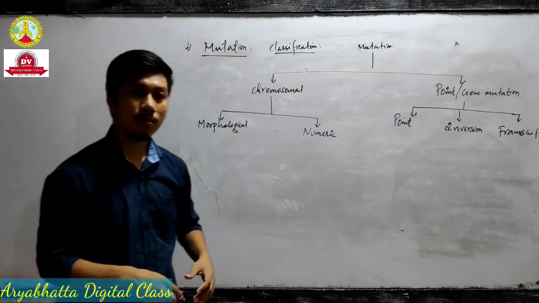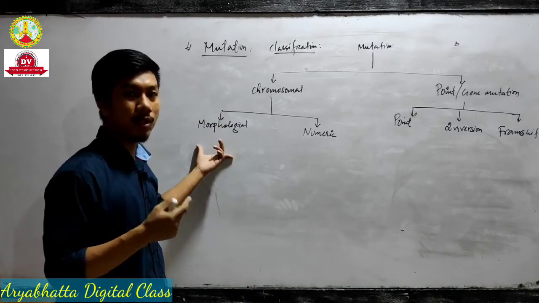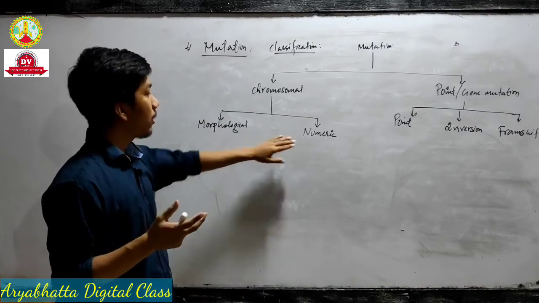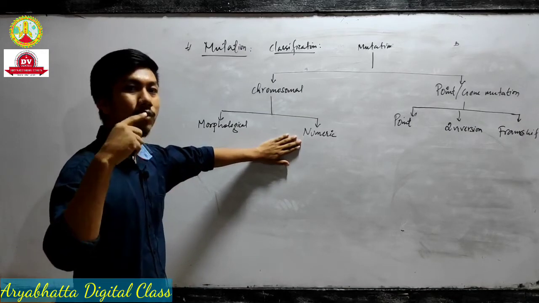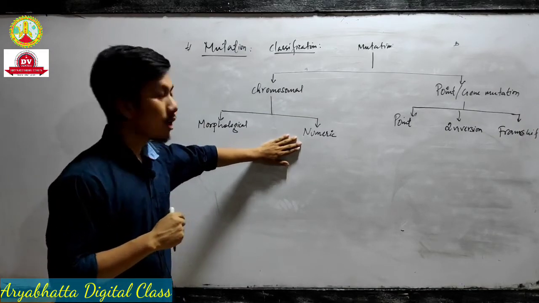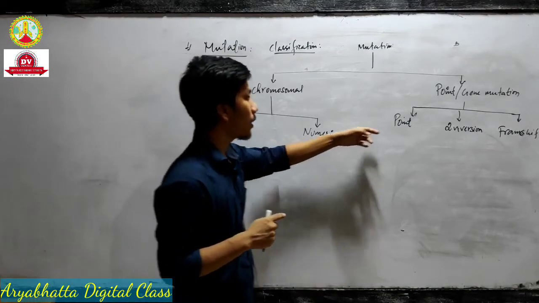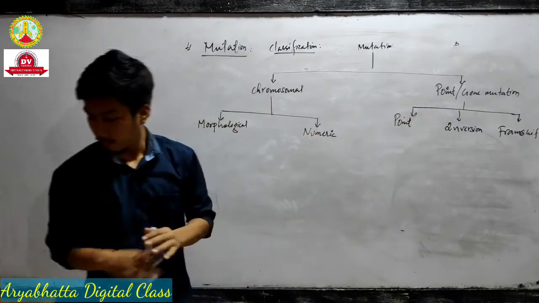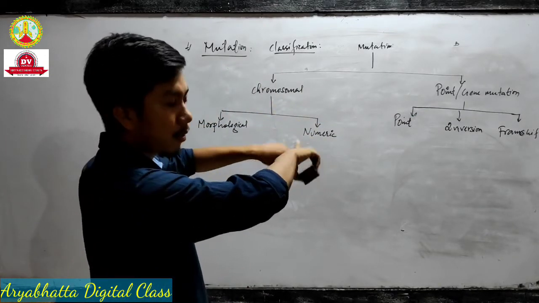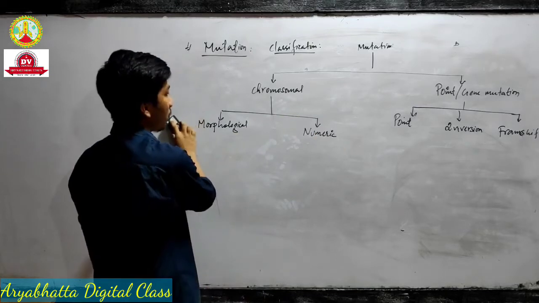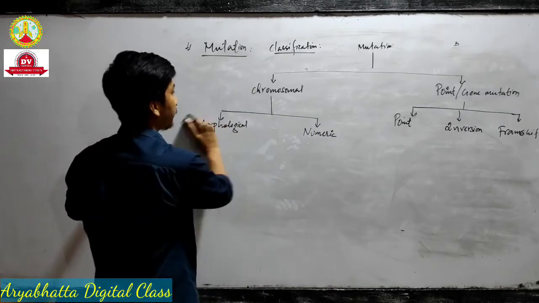Chromosomal mutation can be classified on the basis of morphological characters, meaning external characters, and numeric characters, meaning the number of chromosomes. First we will discuss the morphological, then we'll come to numeric, then to this. So first you make a chart like this, so that you don't forget and it becomes easy for you to remember.